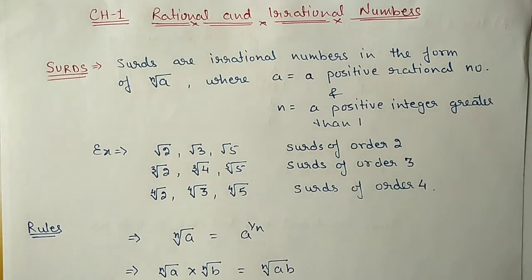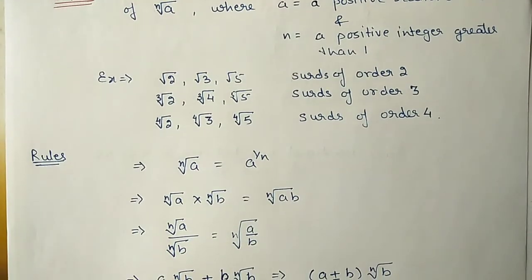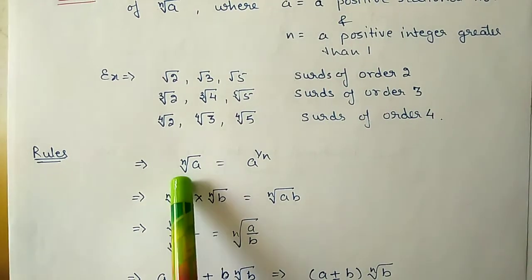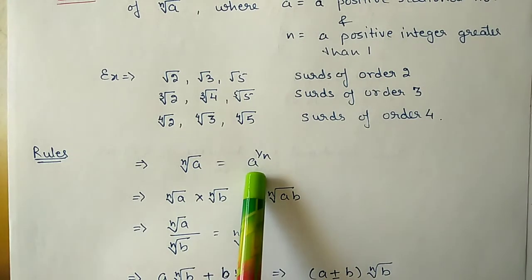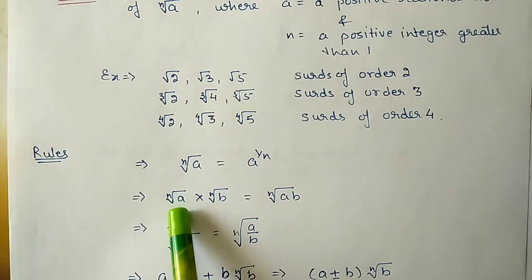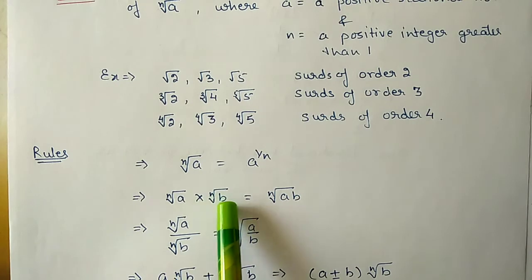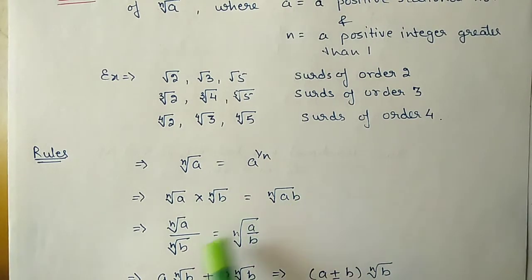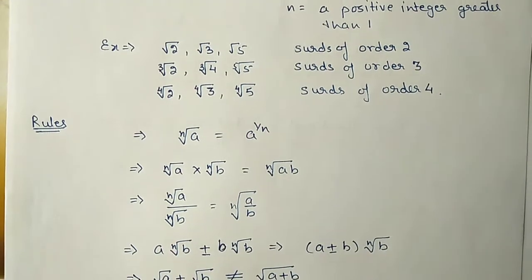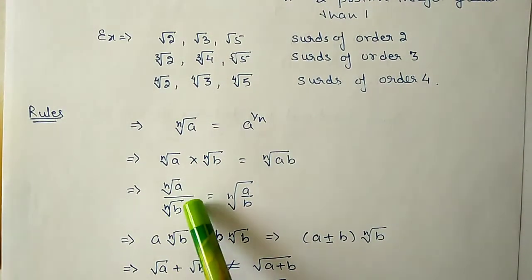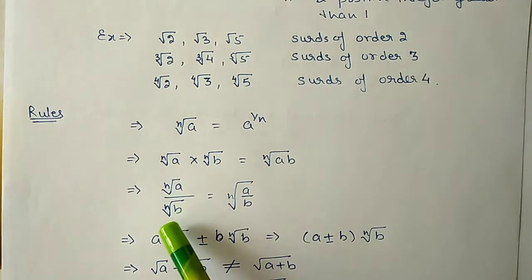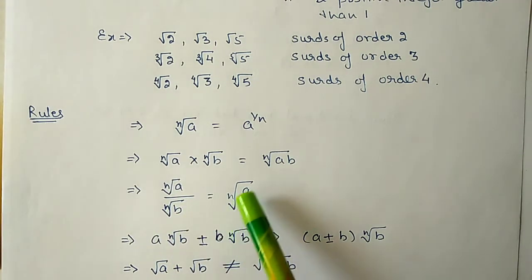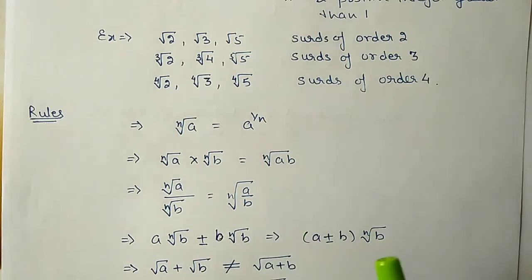We have certain rules to solve problems based on surds. First, nth root of a we can write as a to the power 1 by n also. Both meanings are the same. If we are multiplying two surds of the same order, nth root of a and nth root of b, then we can write it as nth root of a into b. The same rule we can apply for division also: nth root of a divided by nth root of b is nth root of a divided by b.